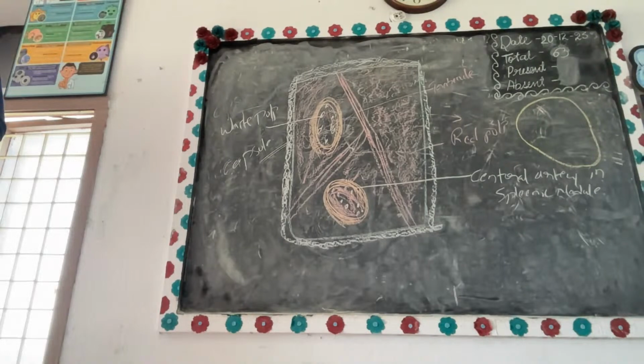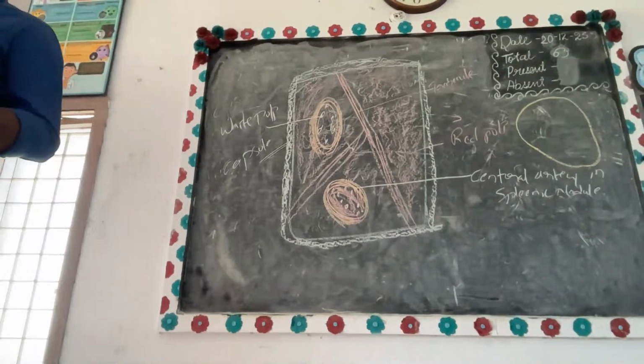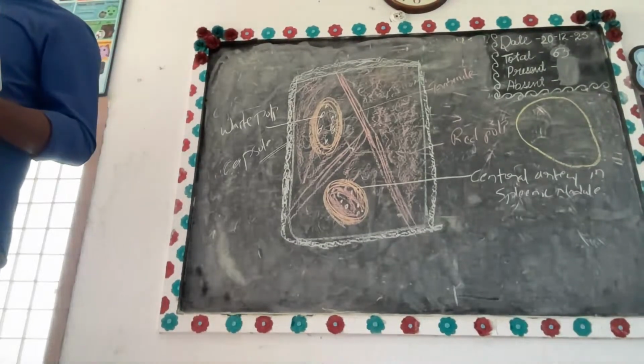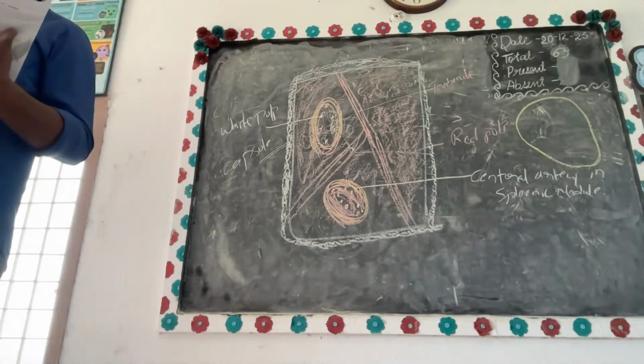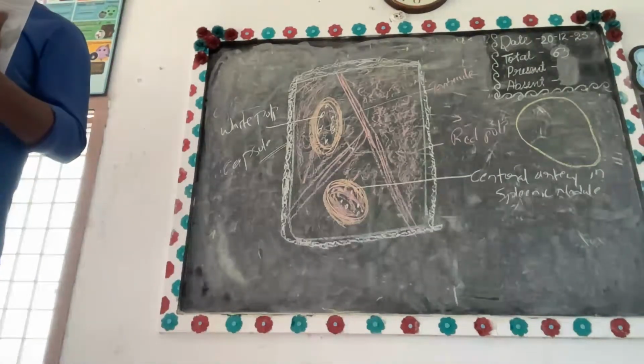Iron is needed for the formation of RBC. So that is how they are separated, and they are transported to the liver, through which means, portal veins.